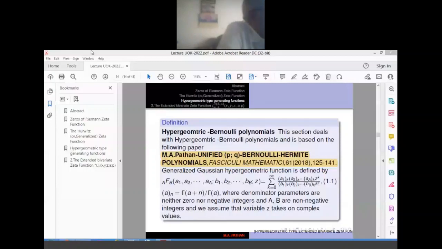So to understand this development, first of all, you have to know about the generalized Gaussian hypergeometric series. This is a well-known series, and here you can see that we have this series in terms of the parameters and variables. Here this is one variable, so only z is introduced.